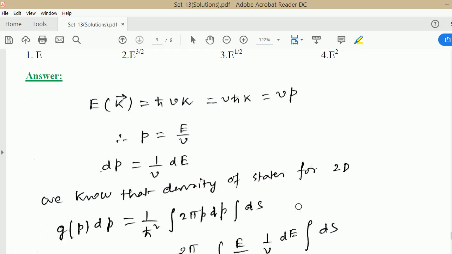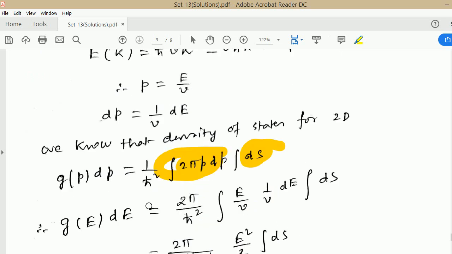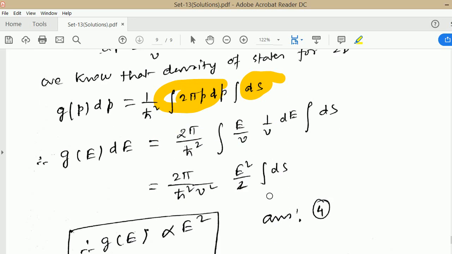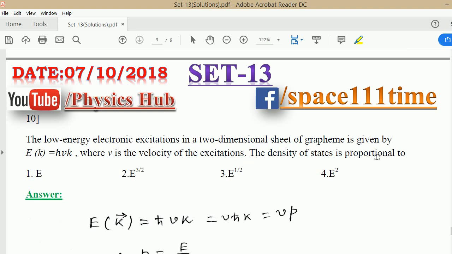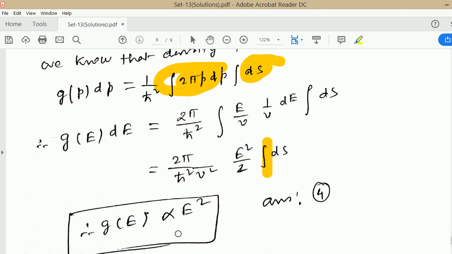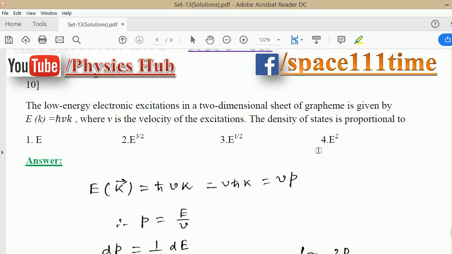This type of formula you have seen in statistical mechanics also. So g(p) dp equals 1 by h cut square times 2 pi p dp. This is for momentum and this is for position coordinates; ds means area element. We have just replaced p by the corresponding energy terms, and the integration of ds is a constant, so we only need the proportionality. The density of states is proportional to energy square. So it is matching with option 4. I have forgotten to mark it, but anyway, it is matching with option 4.